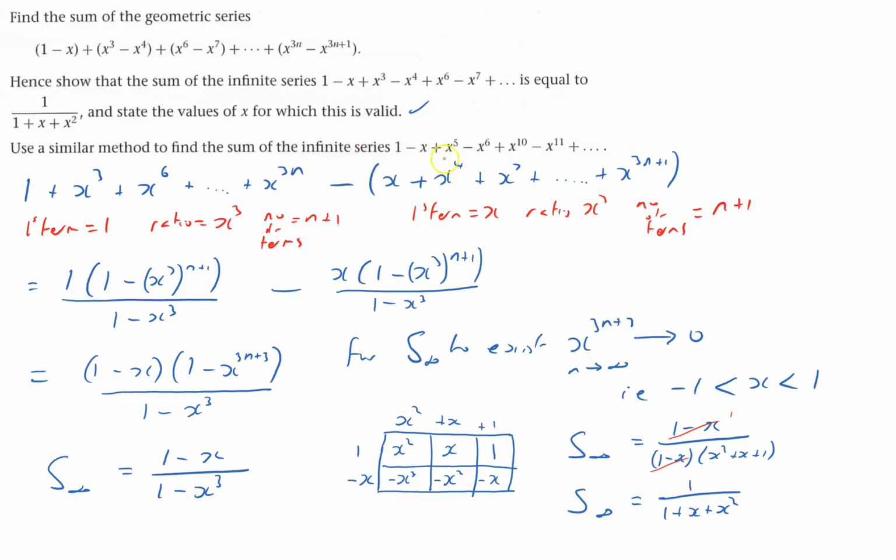Use a similar method to find the sum of the infinite series. Well, I'll start it in green. What we're going to start with is splitting it up. 1 plus x to the 5 plus x to the 10 plus dot dot dot, and then minus, that will be x plus x to the 6 plus x to the 11 plus dot dot dot. And then it's going to be a very, very similar process. But that's me done.